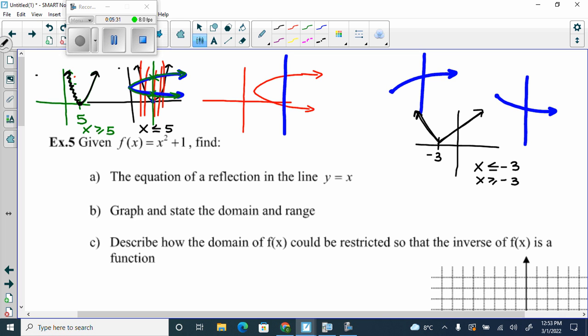X's become y's and y's become x's, correct? And I told you a lot of the time with inverses, you don't actually have to draw the inverse to answer the questions, do you? So if I want an x-intercept on the inverse, I just need to find the y-intercept on the original, correct? If I want the y-intercept on the inverse, I just need to find the x-intercept on the original. If I want the domain of the inverse, I need the range of the original. The range of the inverse, I need the domain, correct?